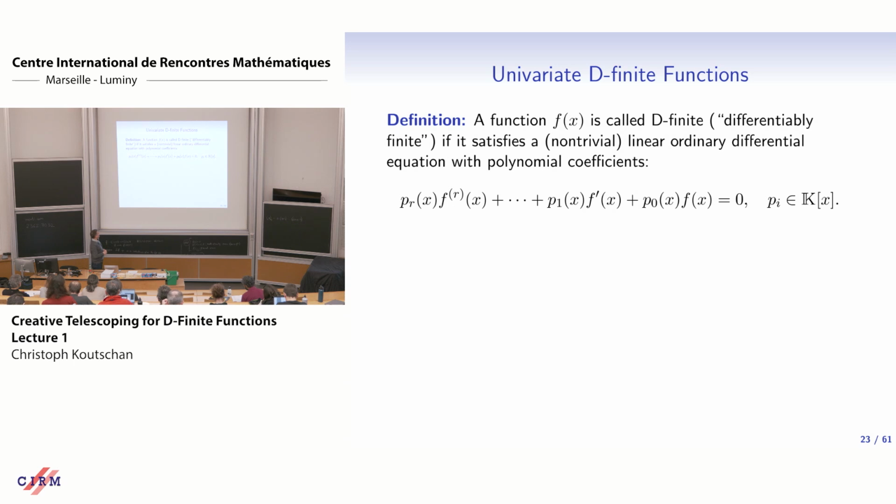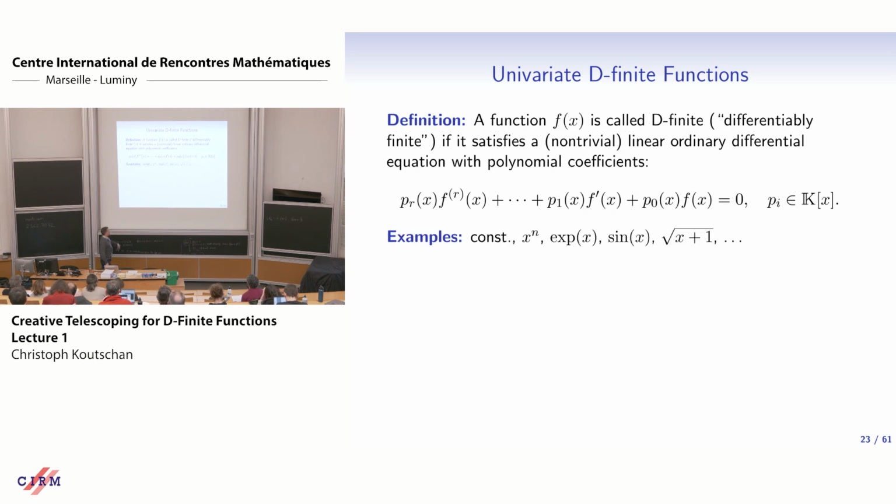So f of x, a function in a continuous variable x, is called D-finite if it satisfies a linear ordinary differential equation with polynomial coefficients. And of course, we don't want this equation to reduce to 0 equals 0, so it should be a non-trivial equation of this form. The p_i are rational functions in x, or if you clear denominators, you can assume they are polynomials in x.